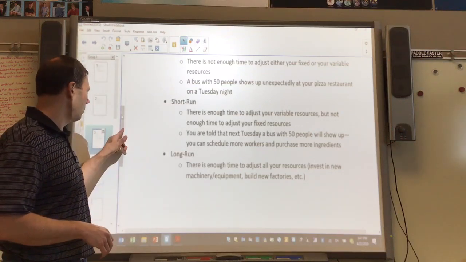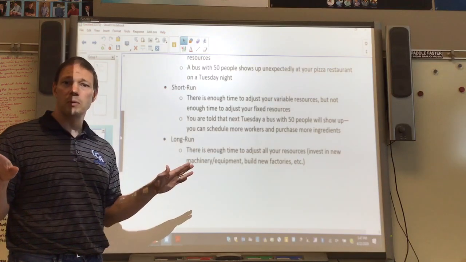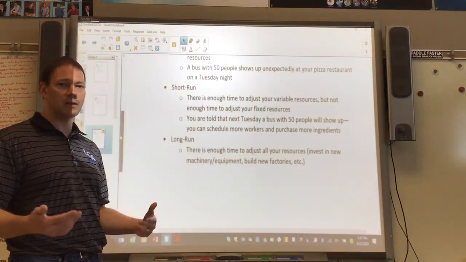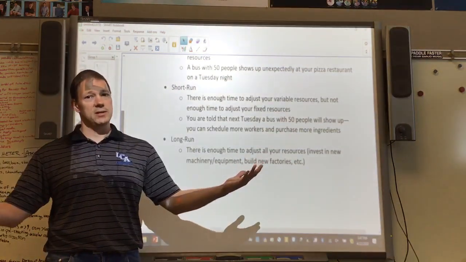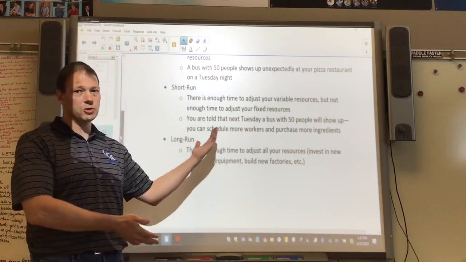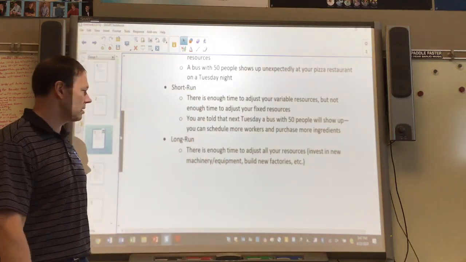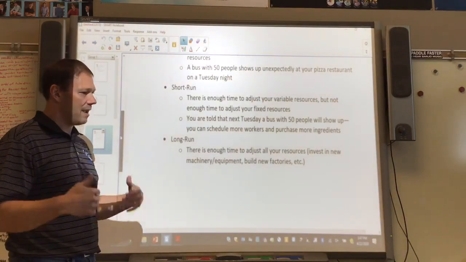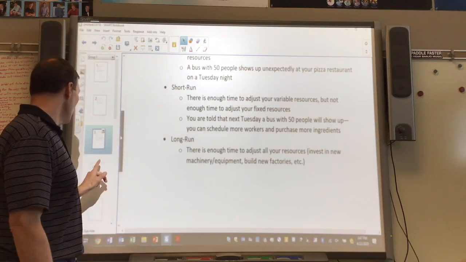And then of course in the long run, everything's variable. In the long run, there's enough time to build new factories or invest in new technology or machinery and equipment and things like that, change your capital. Again, how long is that? How long does it take to change those things? Depends on the industry. For some industries, maybe a month. For some industries, maybe several years. Okay, it just depends entirely on the industry and how long it takes to get everything in this position where it can be changed. Okay, so that's our long run.